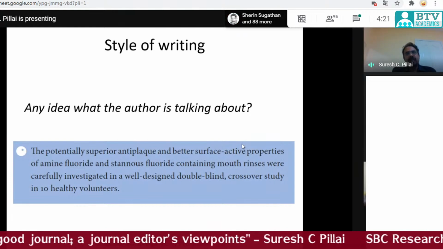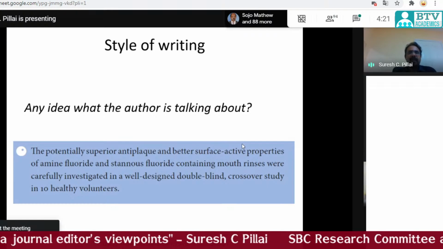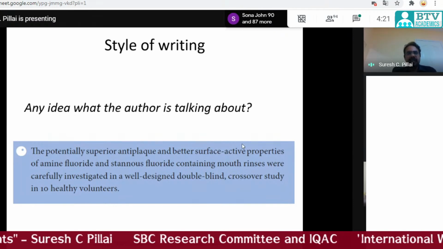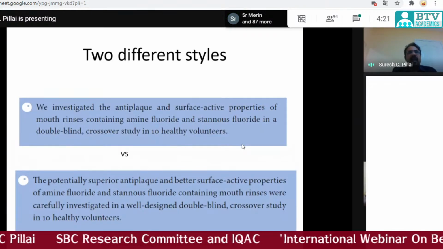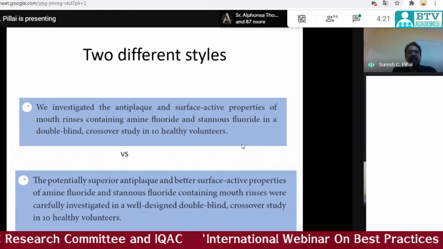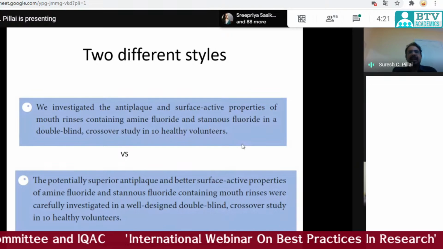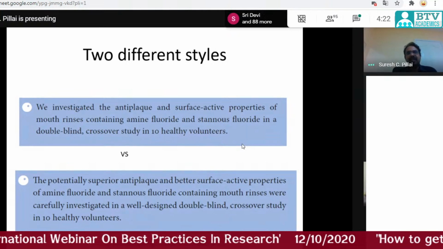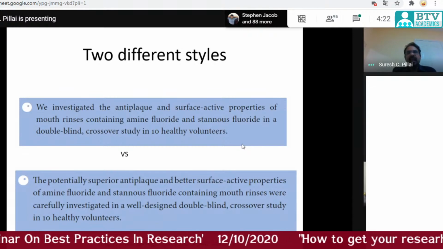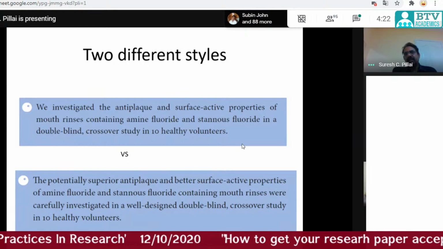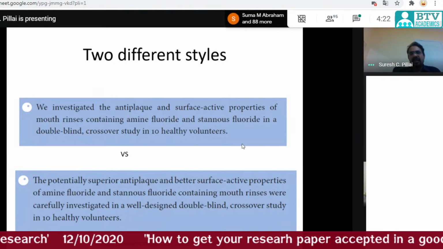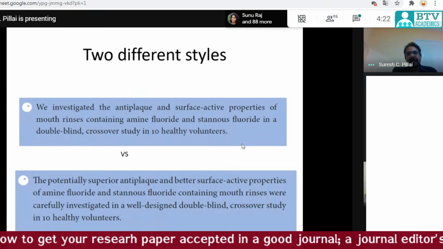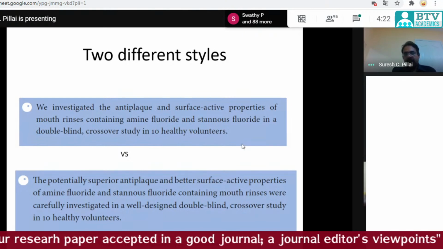Any idea what the author is talking about? The potentially superior anti-plaque and better surface active properties of amine fluoride, stannous fluoride containing mouth rinses were carefully investigated in a well-designed double-blind crossover study in 10 healthy volunteers. It's not fully clear, but if you write it in a different way: we investigated the anti-plaque and surface active properties of mouth rinses containing amine fluoride and stannous fluoride in a double-blind crossover study in 10 healthy volunteers. That's enough. It's plain English. That is the way the readers would understand. You don't need to look in the dictionary for new words or long words to improve the quality of the paper. Always simple English attracts more readers.